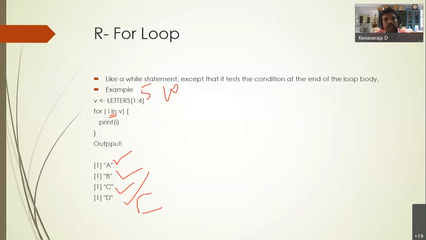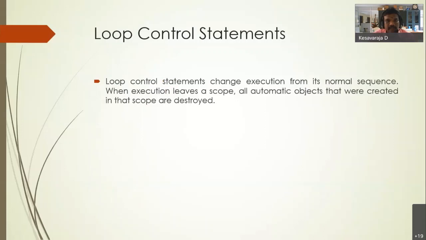Now we are entering into R looping statements. Looping statements: one is repeat, second is while, third is for loop. Now we are entering into the fourth one, the loop control statement.